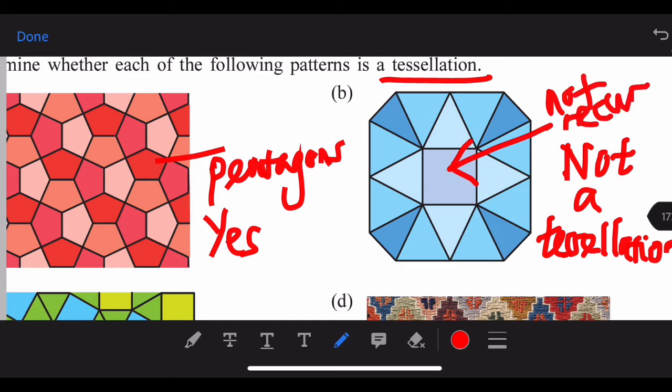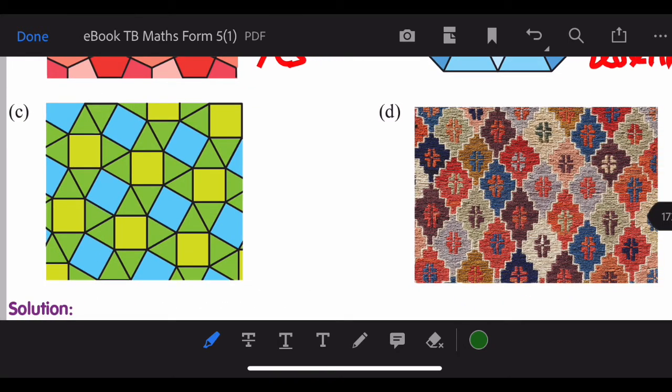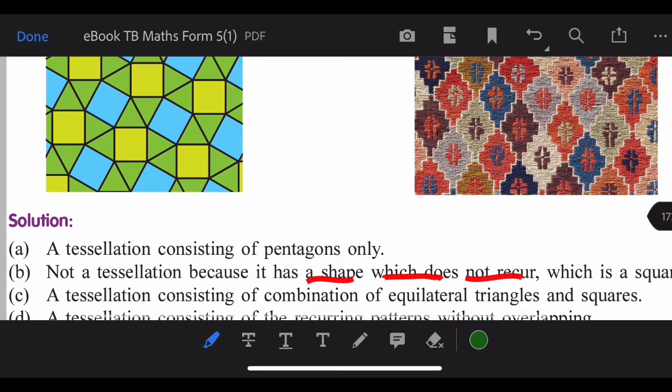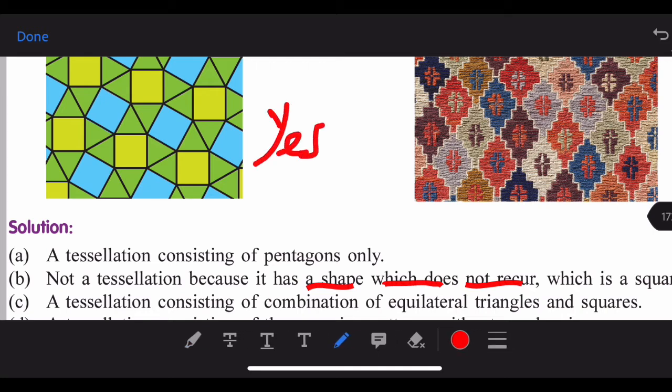Alright, so for this one, all the pentagons, as you see in A, are repeating many times. So B is not a tessellation. How about C? Is it yes or no? Okay, let's see. Yes, it's a tessellation. For C, it consists of a combination of equilateral triangles and squares. Okay, tick. Yes, it is a tessellation, and the triangles and the squares repeat without any space or gap between them.